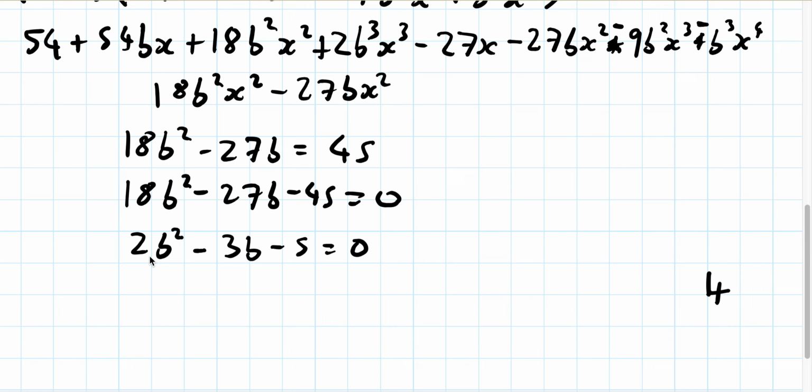And then we can use the quadratic formula or whatever to work out the values. So I'm just going to quickly do that on my calculator. b equals 5 over 2 and b equals minus 1. Okay, that's that done.